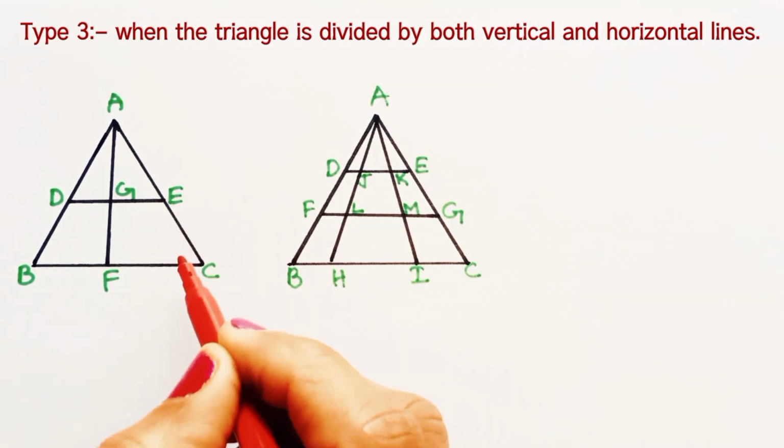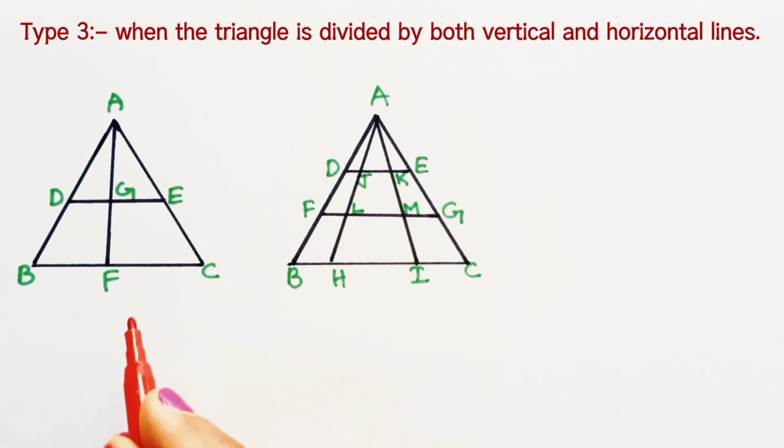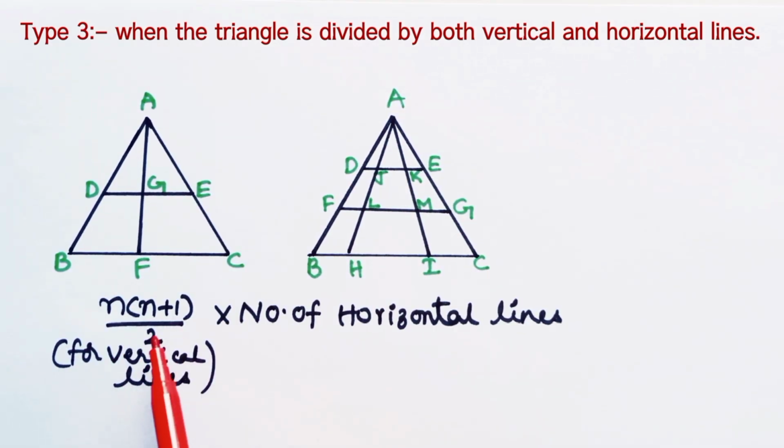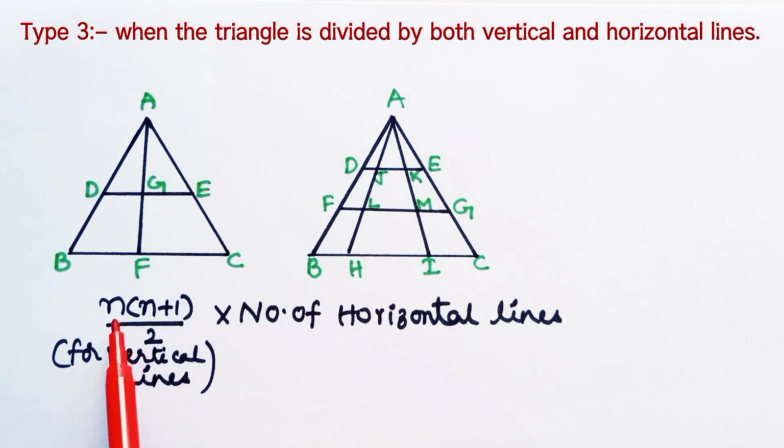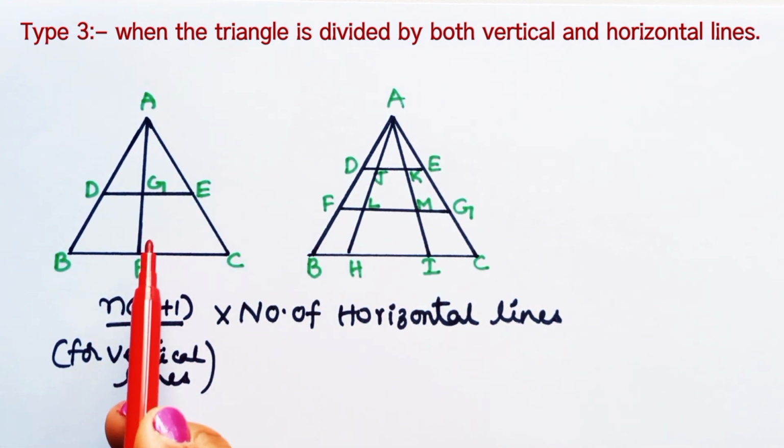Now in such a case, we need to follow a formula: n into n plus 1 by 2 for the vertical lines multiplied by the number of horizontal lines present in the given figure, that is the given triangle. We can use this formula n into n plus 1 by 2 for vertical lines multiplied by the number of horizontal lines present in the given figure. Let us check this formula.